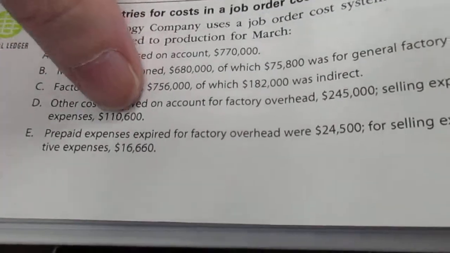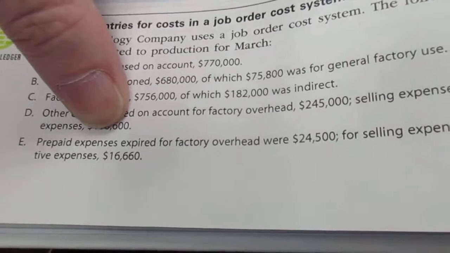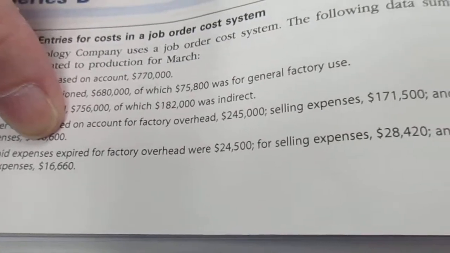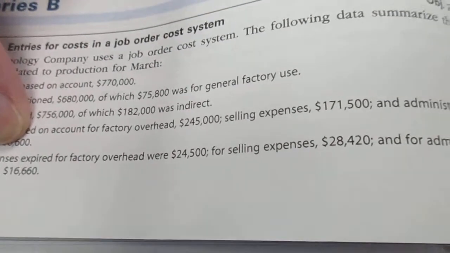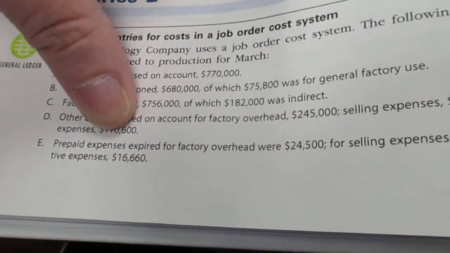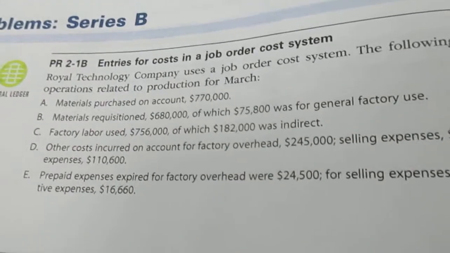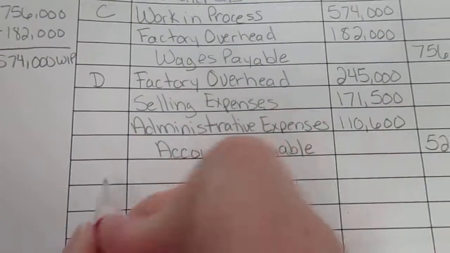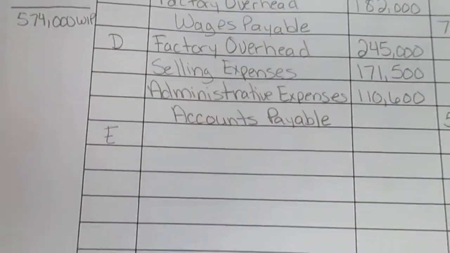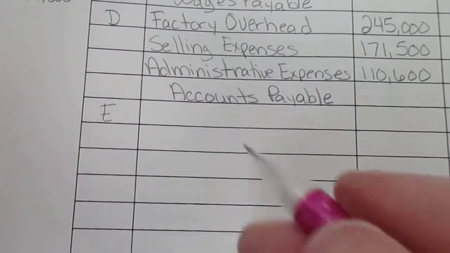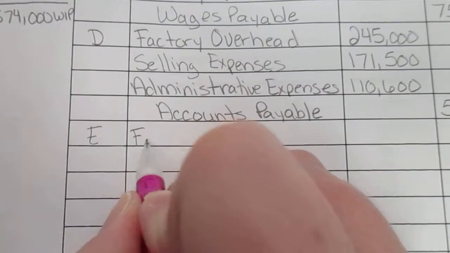Okay, letter E, prepaid expenses expired for factory overhead, 24,500, selling, 28,420, and for administrative, 16,660. Anything that we've prepaid could be our insurance, it could be our supplies, it could be anything like that. Okay, so letter E is going to be very similar to letter D. We're going to list these out.